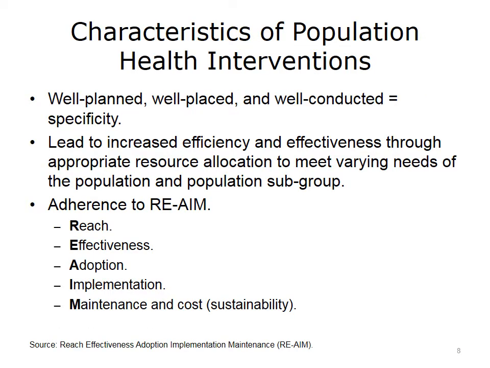What are the characteristics of population health interventions? We would like for all of our interventions to be well planned, well placed, and well conducted, meaning highly specific. We hope that our interventions will lead to increased efficiency and effectiveness by allocating the right resources to the right subgroups of the population. In other words, we don't want to apply a very intensive or high-cost intervention to a low-cost or low-risk subgroup of the population.